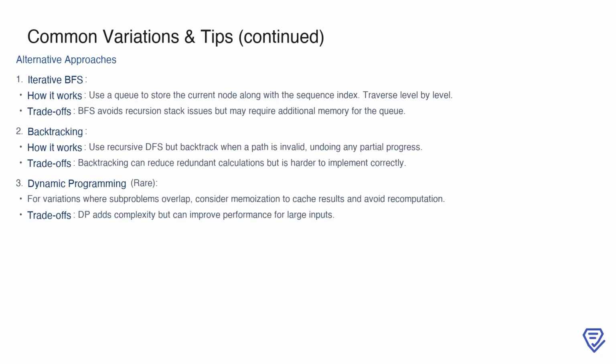For more advanced variations, dynamic programming can be considered. In cases where subproblems overlap, memoization allows you to cache results and avoid recomputation. While this adds complexity, it can significantly improve performance for large inputs. Each of these methods has its trade-offs, so choose the one that best fits the constraints of your problem.